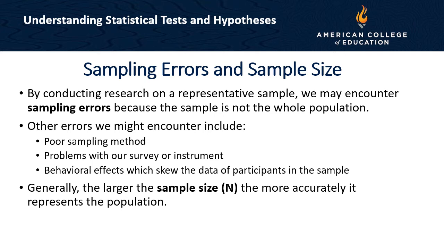Other errors that might occur when we're sampling include a poor sampling method. So how do we actually determine who should participate in the study? Problems with our survey or instrument, which will obviously skew the results if our questions are poorly worded or our instrument is not validated. Or behavioral effects, which skew the data for participants in the sample. So was there undue influence on the participants? How was the location where the survey was conducted? Were they distracted? And so on and so forth.